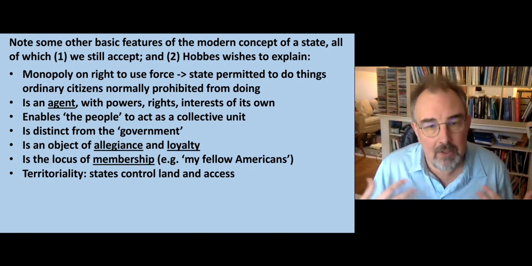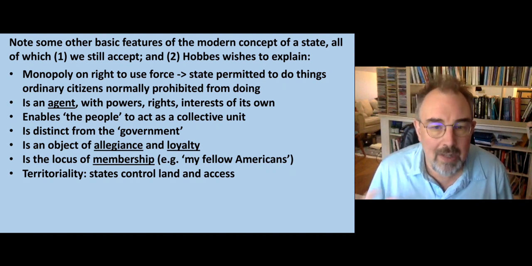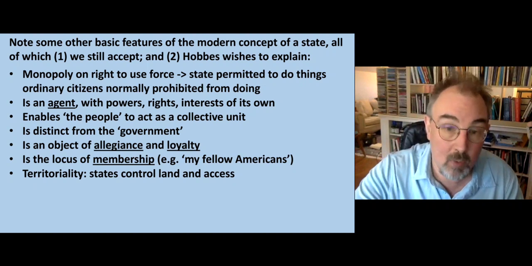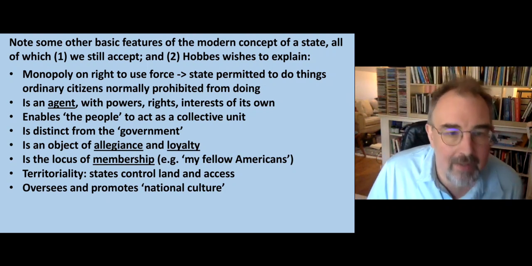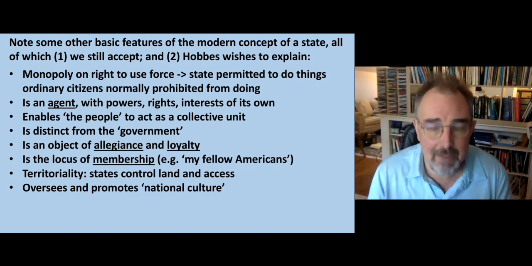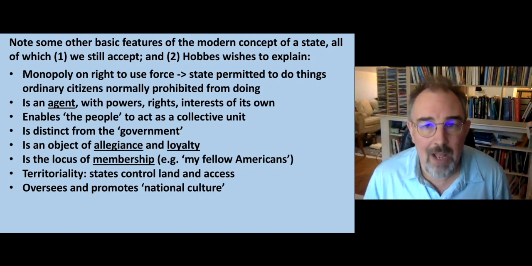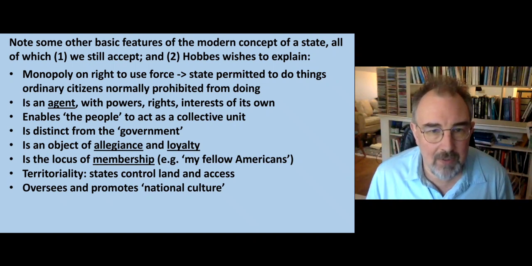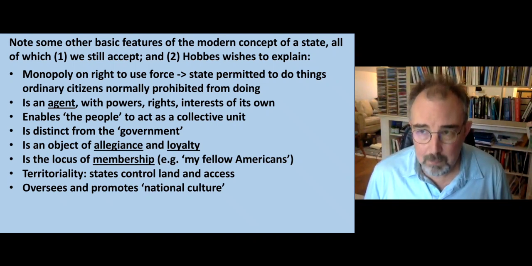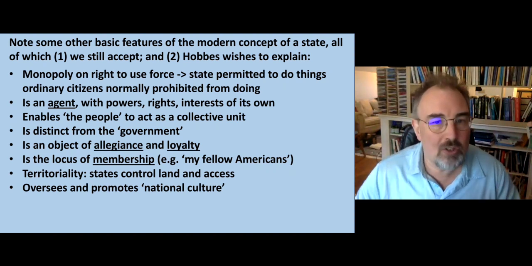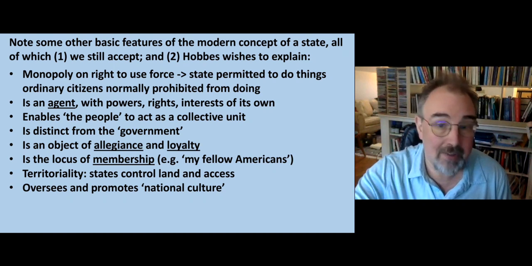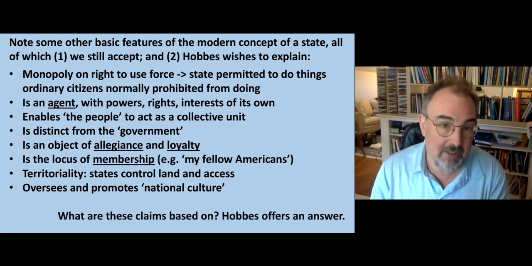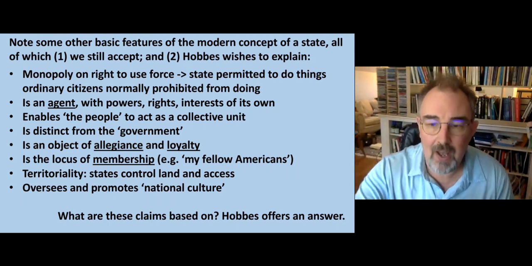States, as I've already mentioned, claim territoriality. They control land and often control access to it, certainly claim the right to do so. And states oversee and promote something nebulously called national culture. Right? They engage in defining and protecting the heritage of the nation in a variety of ways. These are all features of the modern concept of the state. They're tied in closely with what I was talking about on the previous slide. They're things that we all just take for granted, but they're not all features that have always existed. These are distinctive. This is a distinctive modern understanding of how political power should be organized. And of course, the question arises, what are all of these distinctive modern political claims based on? And Hobbes offers us an answer to that question.